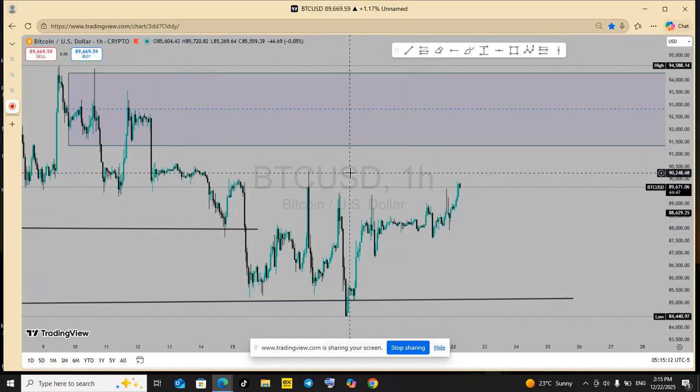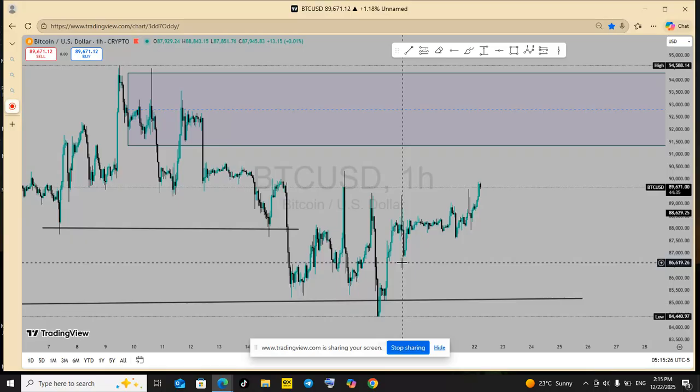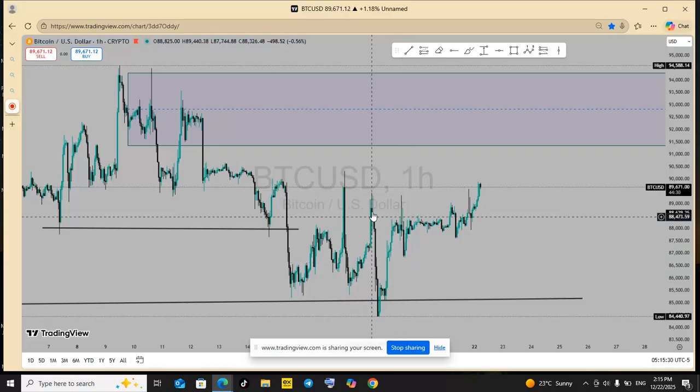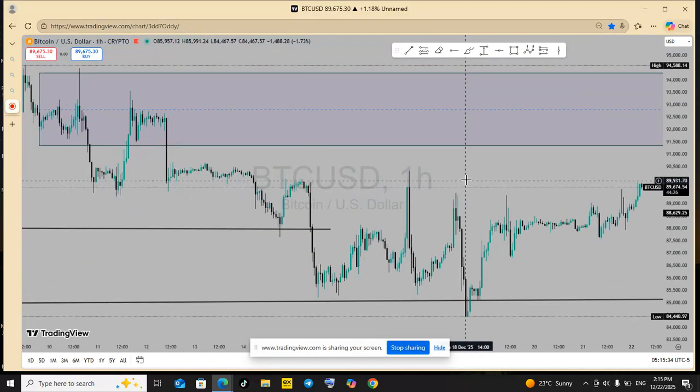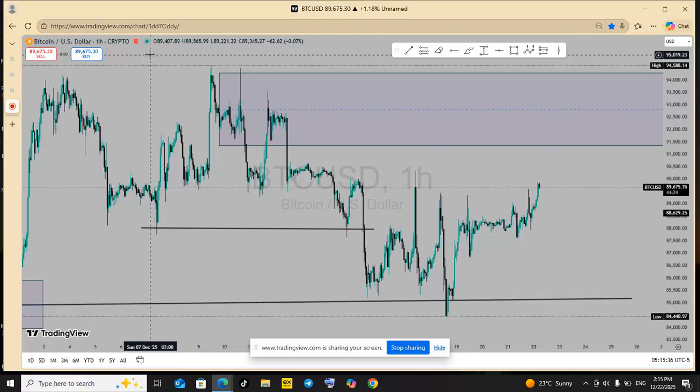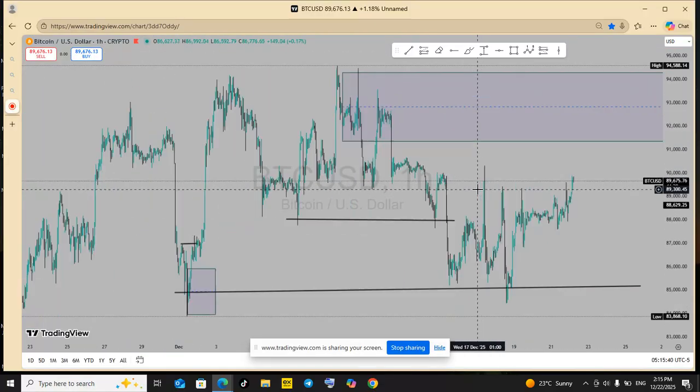So as we are waiting for this to come into our supply zone, that's why I'm telling you, you may take small buys, but it's better to be patient. Just draw your zone as I drew it here, and just be patient, because patience in trading is very important.